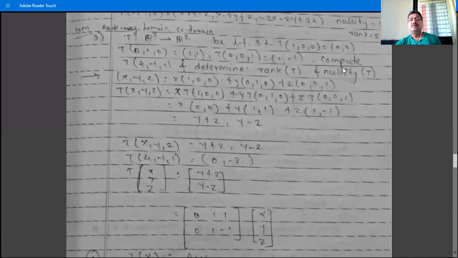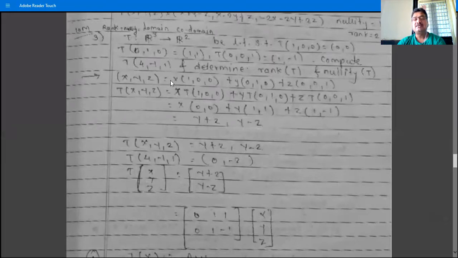In order to determine the rank and nullity, we first have to find the formula for the linear transformation. How can we find the formula? We have to express this element (x, y, z) of R3 as a linear combination of the three vectors (1, 0, 0), (0, 1, 0), and (0, 0, 1). Obviously (x, y, z) = x(1, 0, 0) + y(0, 1, 0) + z(0, 0, 1), and then we apply T on both sides.